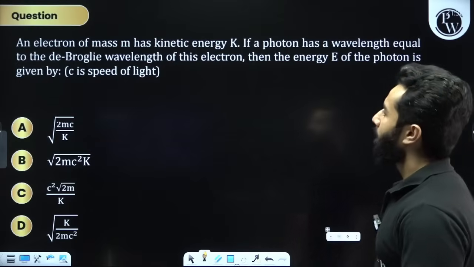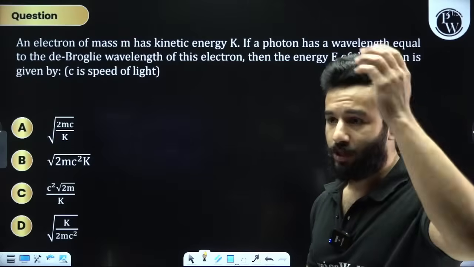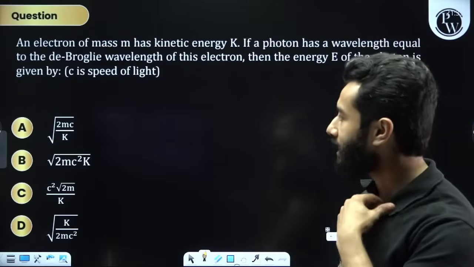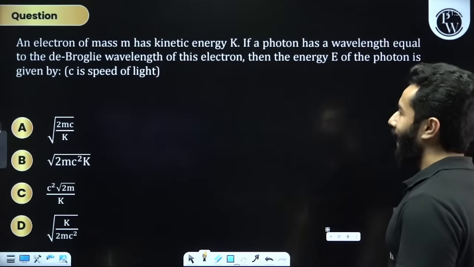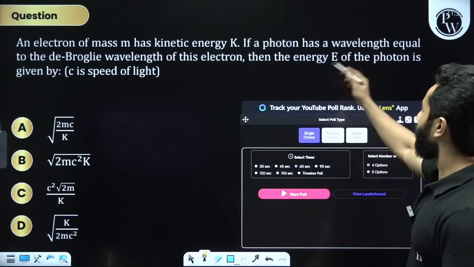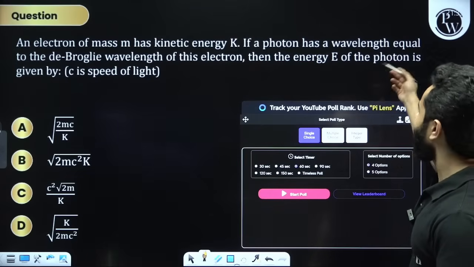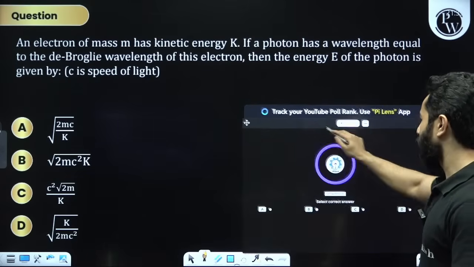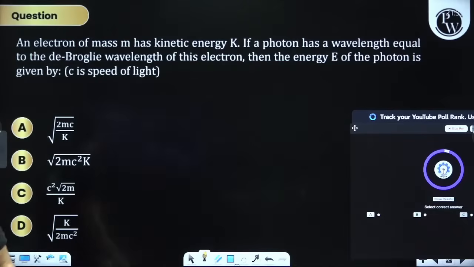Moving on. The next question is related to de Broglie. That's what I have said, that we don't think that we have completed dual nature. Let's complete de Broglie now. An electron of mass m and kinetic energy k. If a photon has a wavelength equal to the de Broglie wavelength of this electron, then the energy E of the photon is given by. Chalo. Quickly, let's do it. Be quick. Next question in front of you. Very good, Henry. Very good.